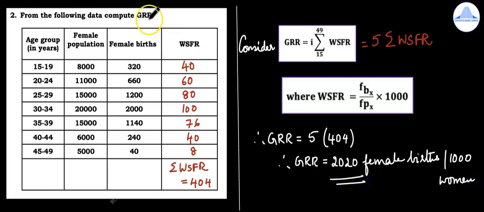So GRR, if it is asked alone, it will come as a 5-mark question. If GRR and NRR are asked, it is a 10-mark question.